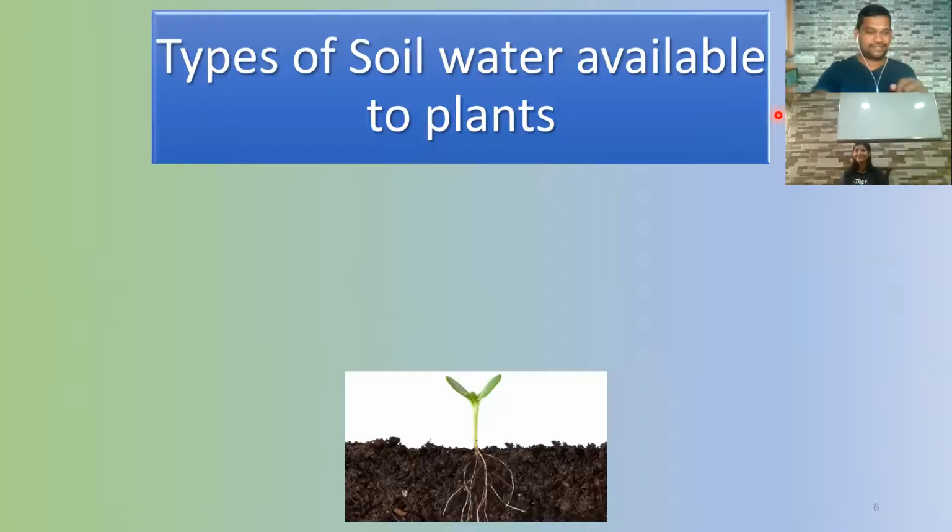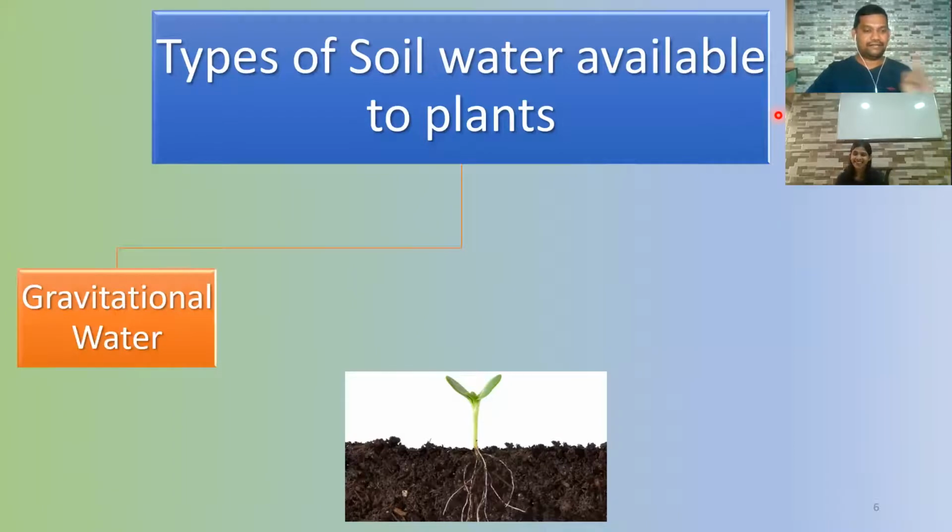No. See this. There are 3 different types of water. Actually 4. Consider types of water in the soil for the plants. See, it's not about chemical types.